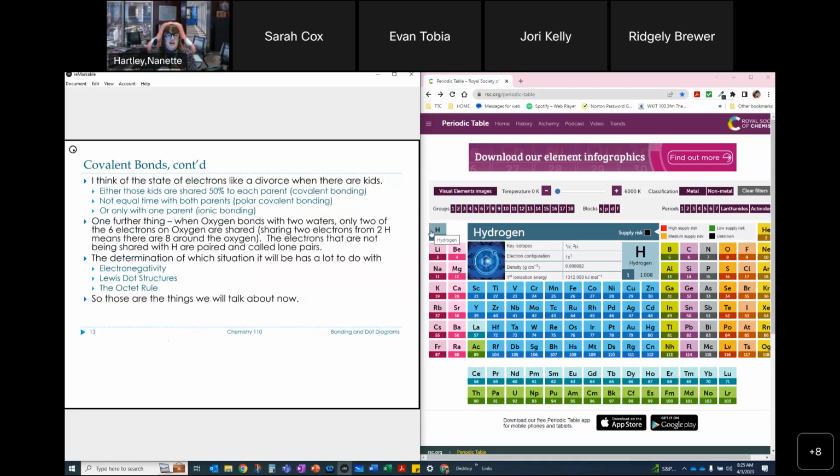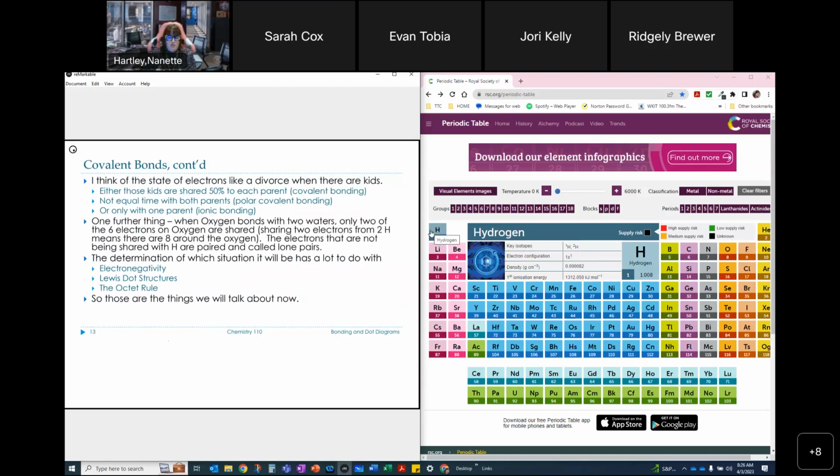Now, I think of the state of electrons kind of like a divorce where there are kids, right? Those kids are either shared 50% to each parent, covalent bonding, complete sharing between the two, or they spend not equal time with both parents. So that's considered polar-covalent bonding. I spend more time with one of those parties than the other one. Or only with one parent, and that's ionic bonding. So we have all of those that exist. And what determines that has a lot to do with what the electron configuration is to start with.